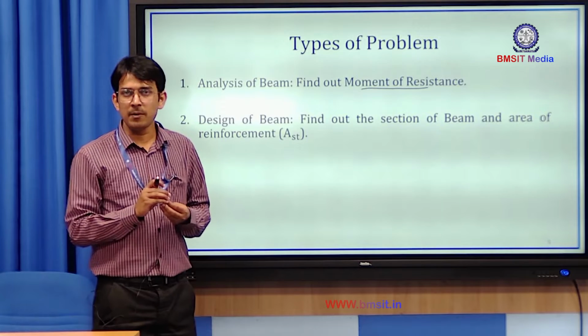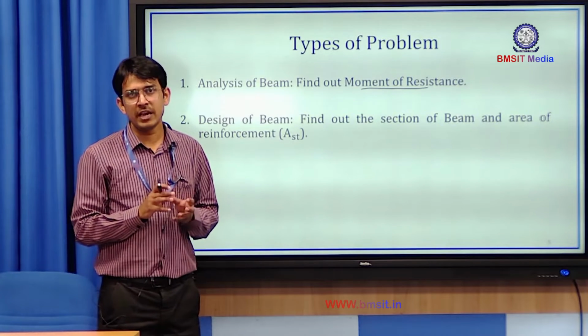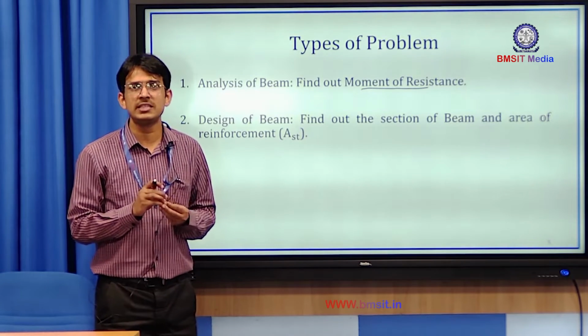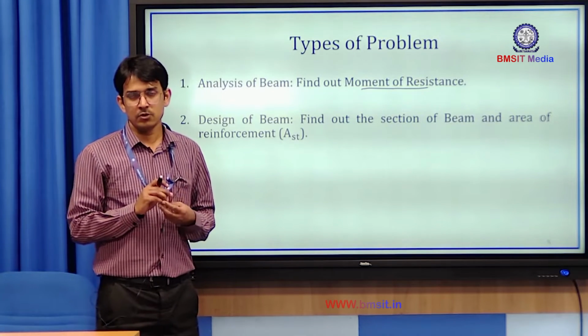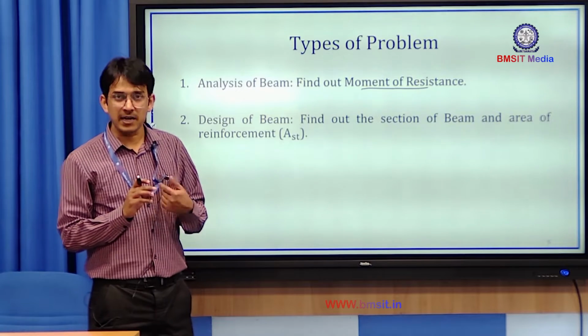Similarly, the second type of problem is the partially designed problem, in which we have the dimensions but we don't know how much the reinforcement is. So in that problem we have to provide the reinforcement. So that is the second type of problem, and that is the partial design problem.